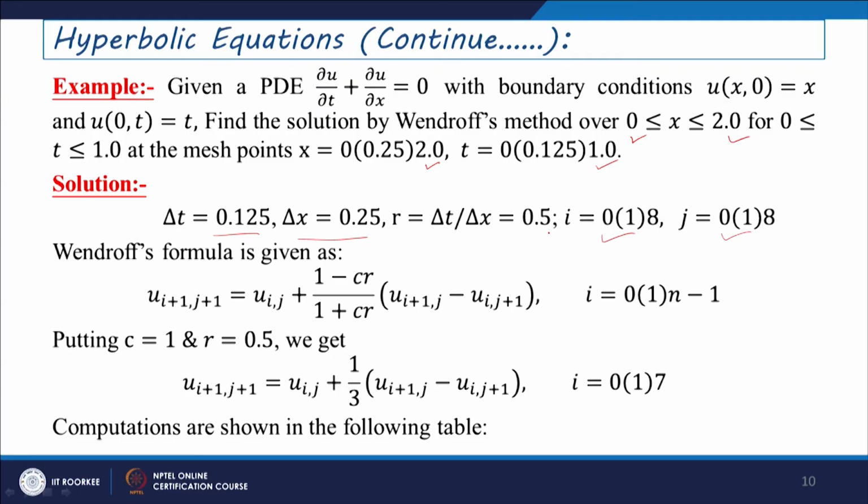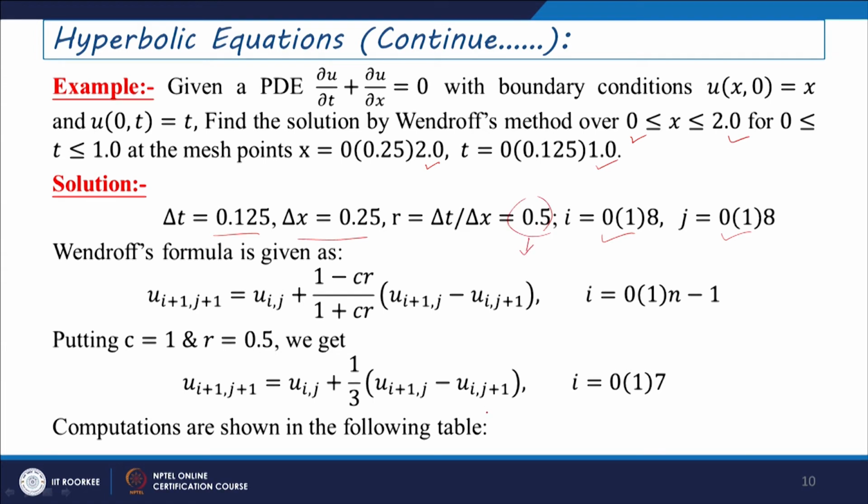And if you will just consider del t equals to 0.125 and del x as 0.25, r can be defined as del t by del x here. So, which is nothing but you can write 0.125 by 0.25. So, which is nothing but 0.5 here.